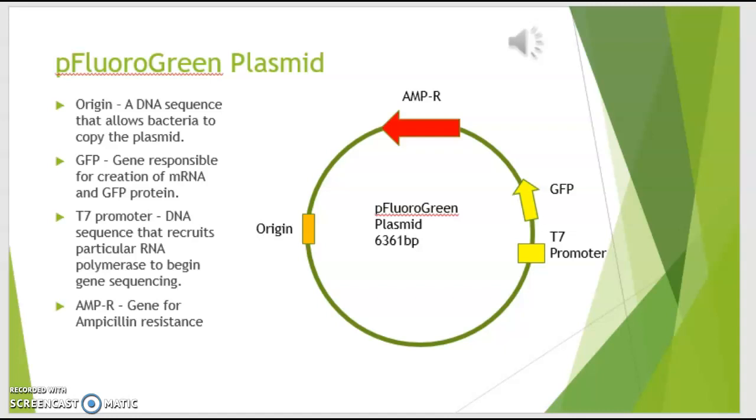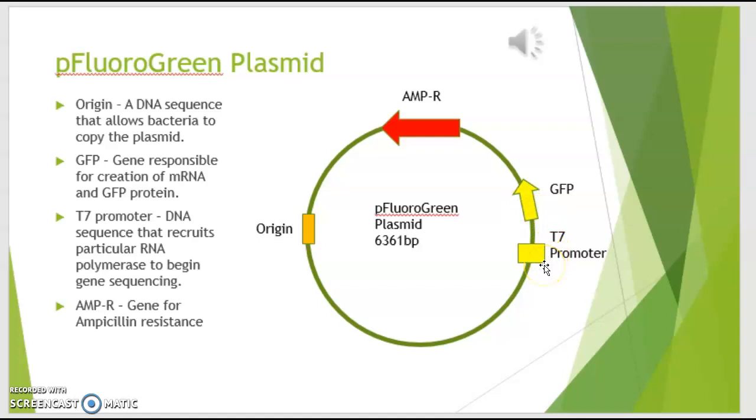This slide is very important. You will want to draw and write all this information in your lab journal. So to start off, you have the origin, and this is mentioned and allows for the DNA sequence, this plasmid, to be copied and made in the bacteria. Then we have the T7 promoter and the GFP gene.